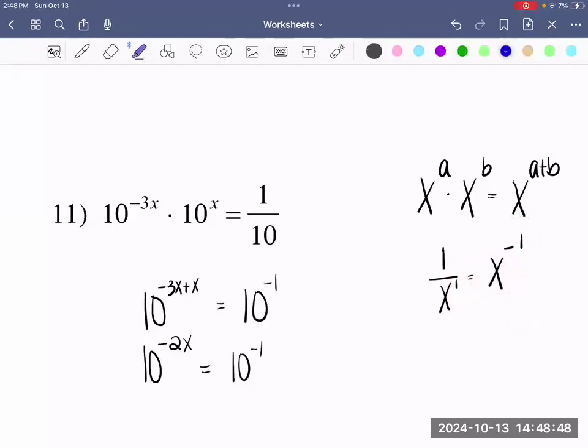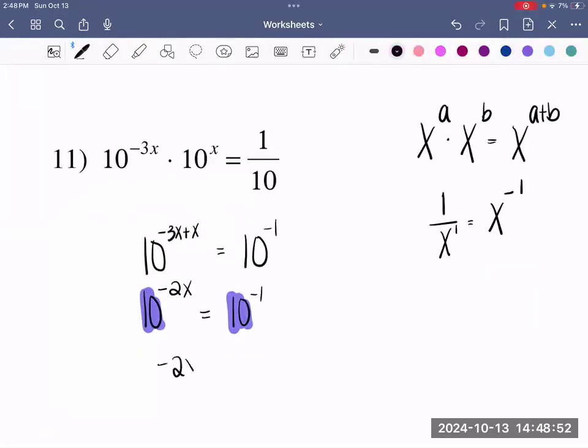Now, because your bases now match, we have negative 2x is equal to negative 1. Solving for x, we can go ahead and divide by negative 2 to get a positive 1/2. And again, if we want, you can always double check your answer by plugging it back in and evaluating.